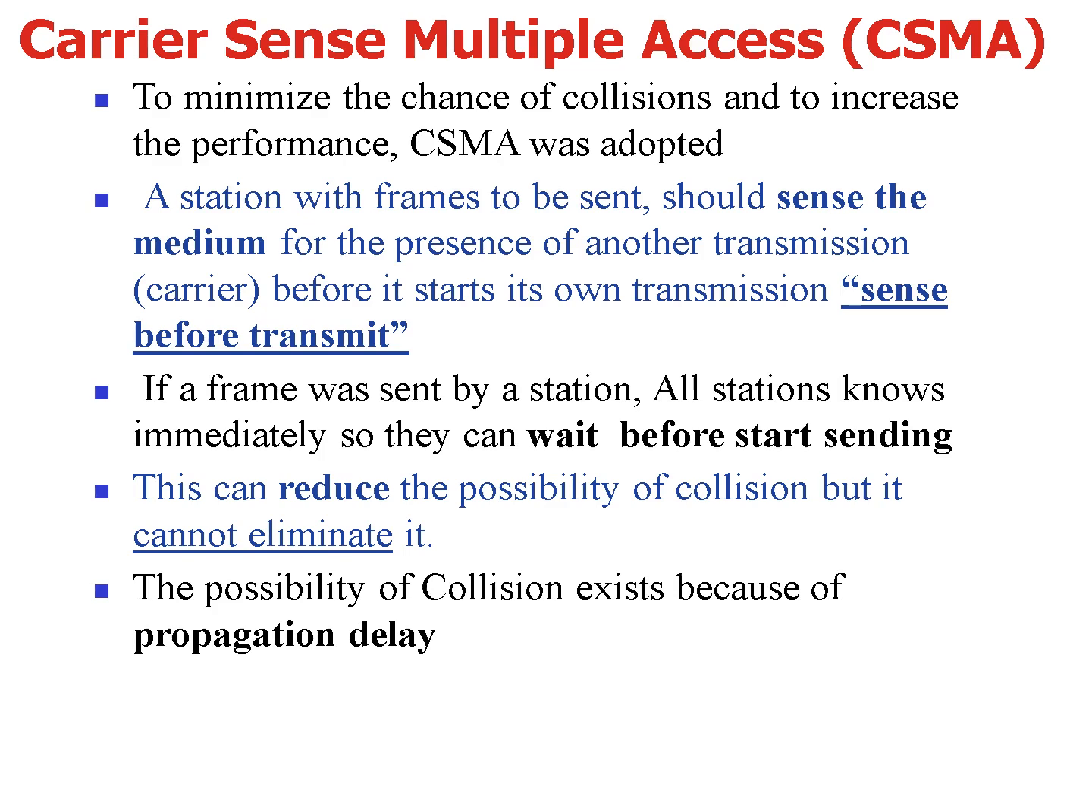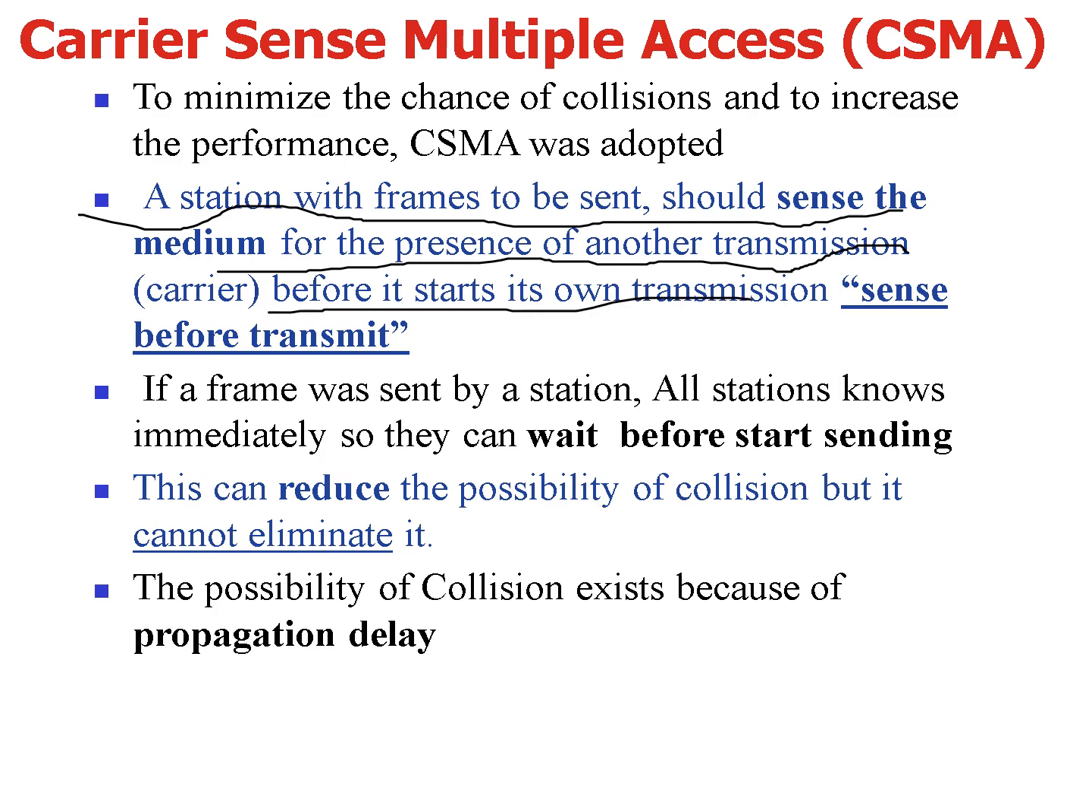If a station has frames to be sent, it should sense the medium for the presence of another transmission before it starts its own transmission. So the idea can be concluded like this: sense before transmit. If a frame is sent by a station, all stations know immediately, so they can wait before they start sending.